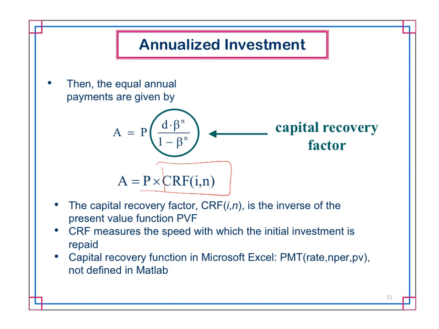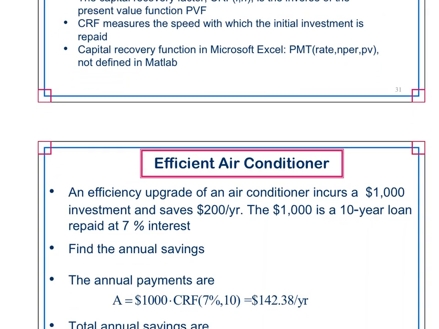All right? And essentially what happens when you do our capital recovery, remember our present value is going to be in units of dollars. Our annuity is going to be in dollars per year, right? So the capital recovery factor has to have the units of 1 over year. That's why it tells you the speed, right? How long it takes for you to recover your initial investment. It's 1 over years. Again, here's the function in Excel. There wasn't one in MATLAB, but you can write a script file pretty efficiently.